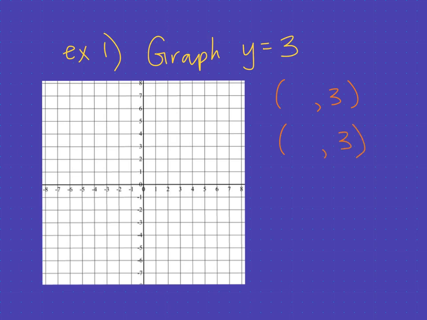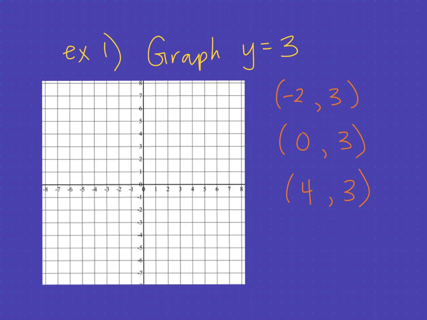So I'm just going to write out 3 points. You can write out as many as you want, really. I guess 2 points makes a line, so 2 is sufficient. But x can be anything. x can be -2, x can be 0, x can be 4, whatever. It doesn't matter. As long as y is 3, that's the only instructions we're given. Okay, let's plot these 3 points.